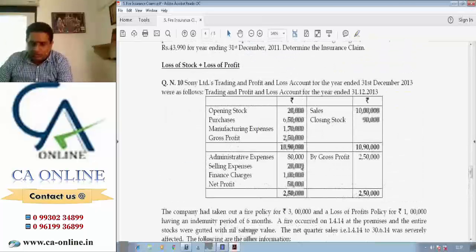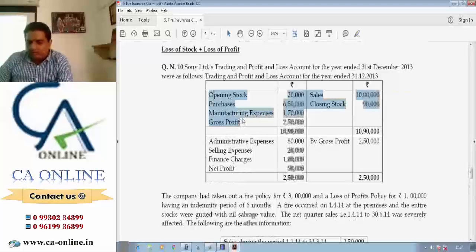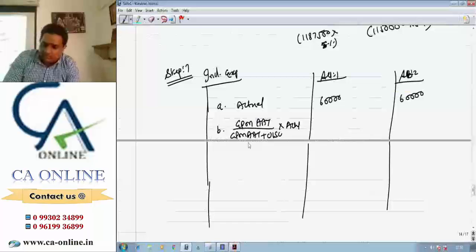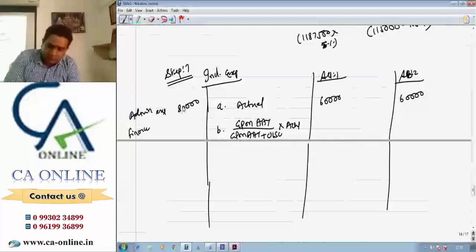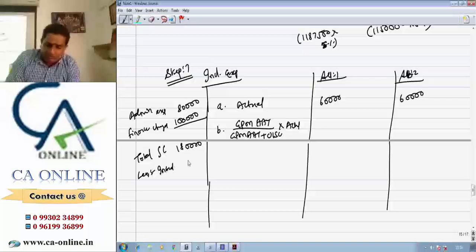So in this problem, question number 10, we will not take any cost here because normally all prime cost or trading account cost is variable in nature. Here I will take admin expenses and finance charges. Finance charges is nothing but interest. The selling expenses we will take as sales, so it is variable. But in question number 11, since it is specifically given as fixed, we will take it. So admin expenses amount to 80,000, finance charges 1 lakh. So total standing charges 1,80,000, less insured portion given in the problem 50,000, uninsured standing charges 1,30,000.